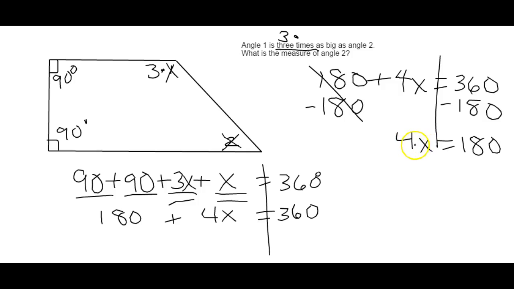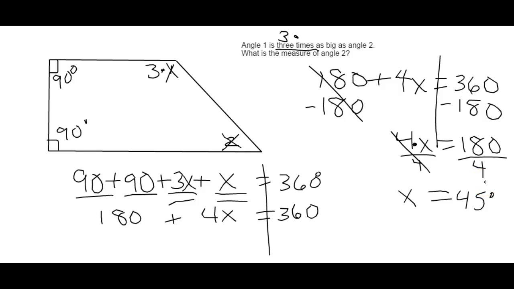Now this 4 is multiplying by the x. The multiplication symbol is not shown. It's assumed you know a number next to a letter is really multiplying. So our opposite for this one is to divide. 180 divided by 4 is 45 degrees.